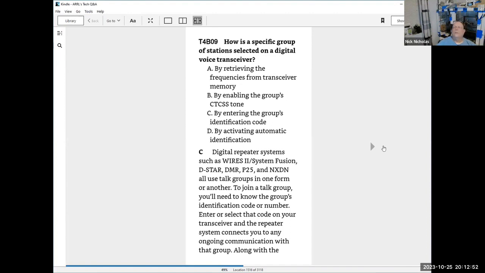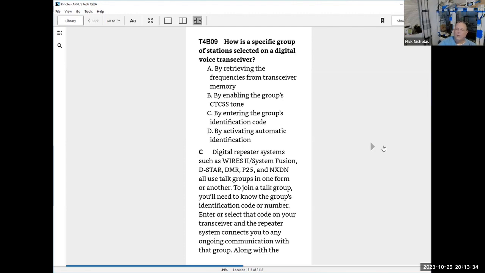How is a specific group of stations selected on a digital voice transceiver? By entering the group's identification code. If you're working on a digital mode that uses talk groups, they all have different names for them, but basically they're a group of your friends and buddies who all want to be notified and all want to talk to each other, but you don't care if anybody else does. It's not quite for that purpose, but it's sometimes used for that. You've got to enter the group code, identification code.